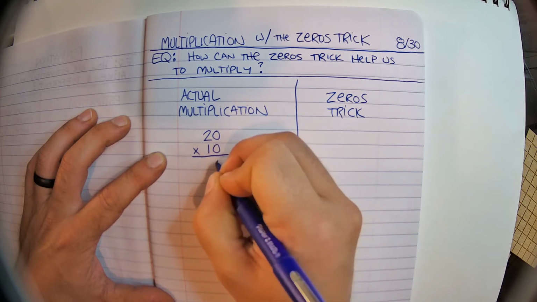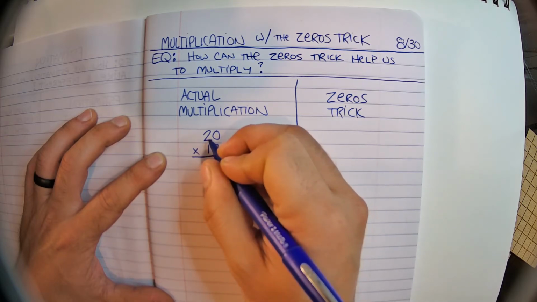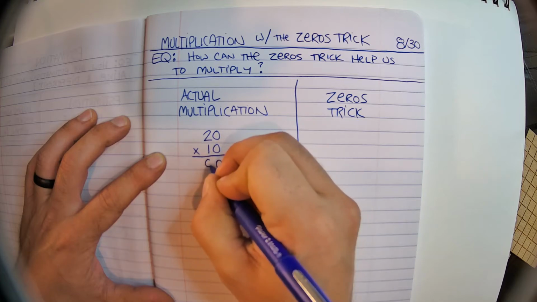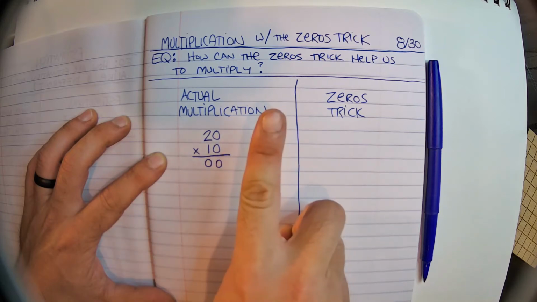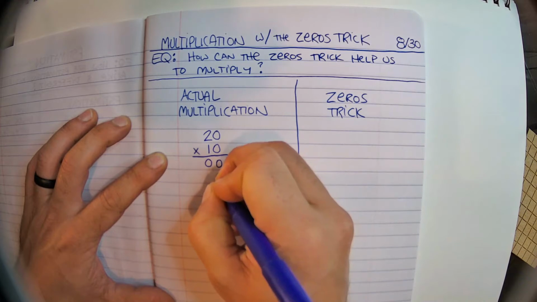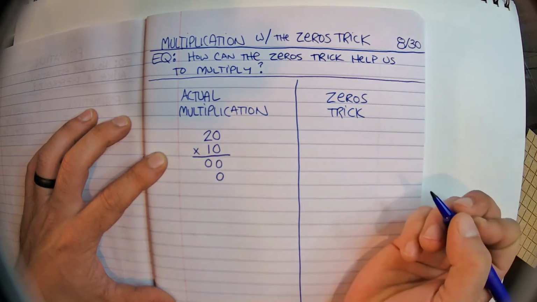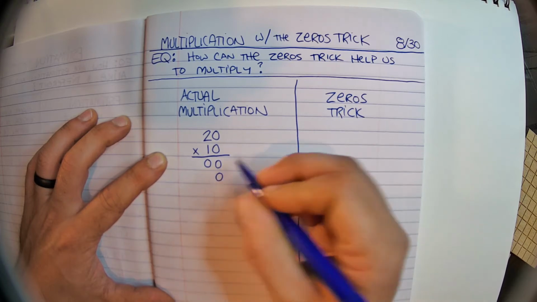0 times 0 is 0. And then we take our bottom ones and we multiply it by our top tens. 0 times 2 is 0. And then don't forget, on the second line, in the ones place, you have to write a 0. All right, for the algorithm to work, you always have to put a 0 in the second line in the ones place, because there will never be any ones in that place.